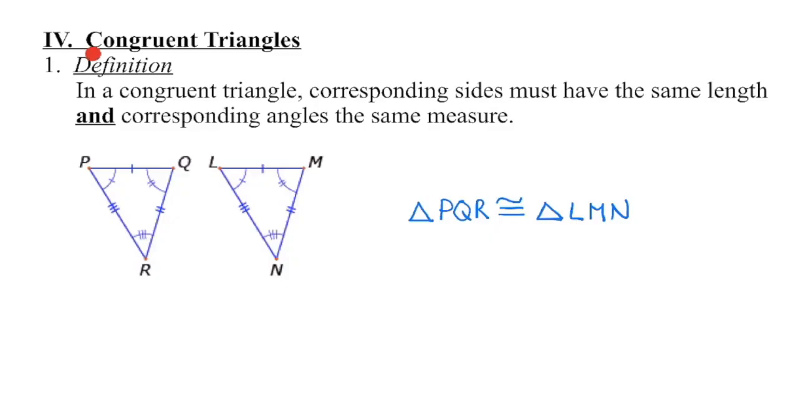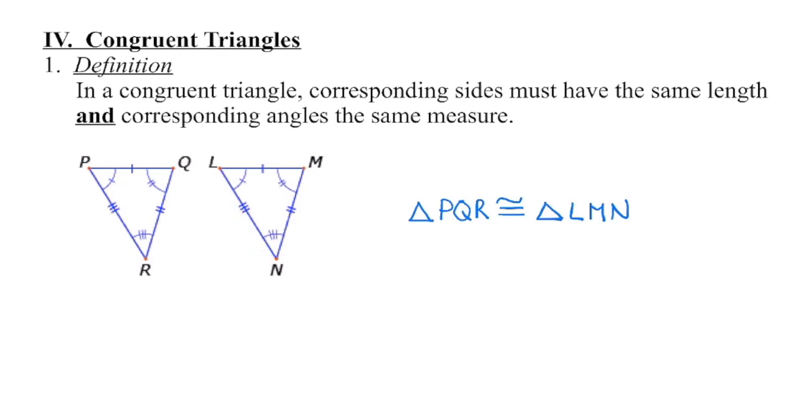When we have congruent triangles, all three sides are equal in measure, and all three angles are equal in measure. We can see here that PQ is the same length as LM in the second triangle because they each have that little tick mark there. We can also see that side PR is equal in length to side LN, as indicated by those three tick marks.